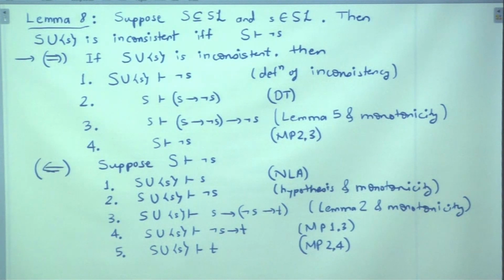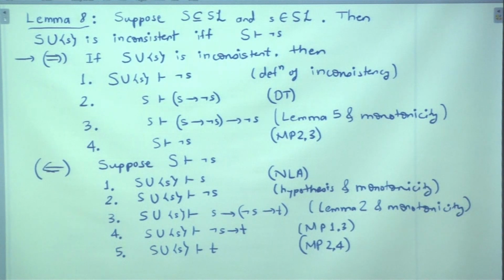Now, this is a perfect setup for lemma 5. So, use lemma 5 plus monotonicity because our left hand side is non-empty to get that capital S proves that s implies negation s implies negation s, and then a simple application of MP will give you the necessary result. Okay, so very sleek use of the deduction theorem as a derived rule of consequence.